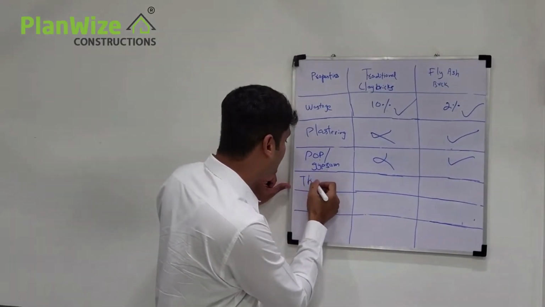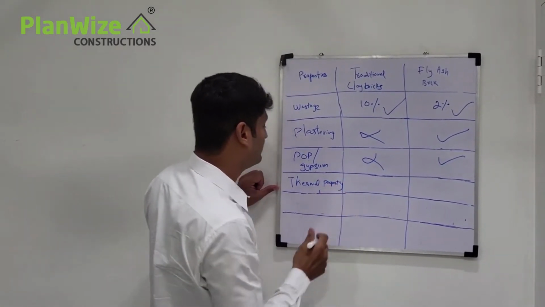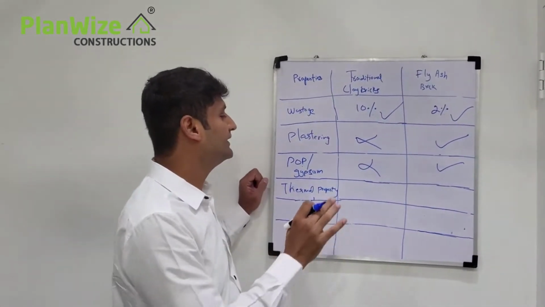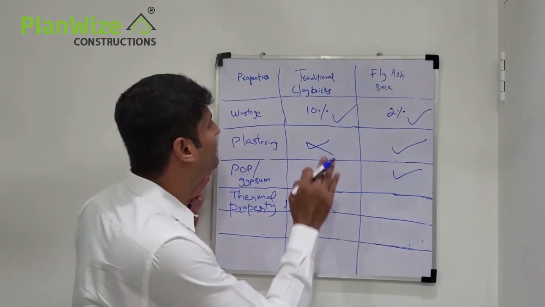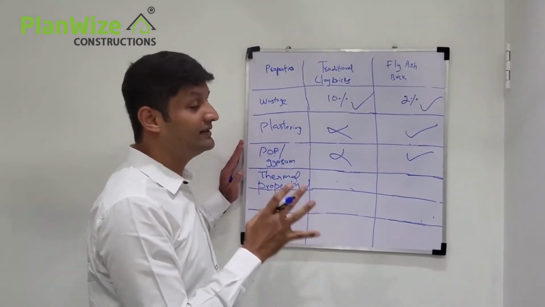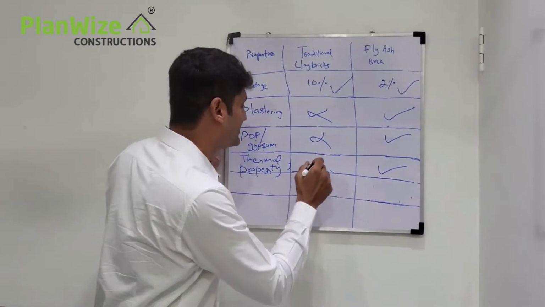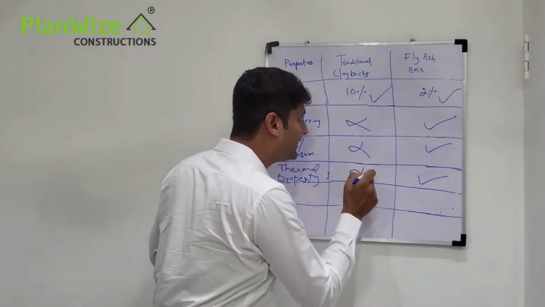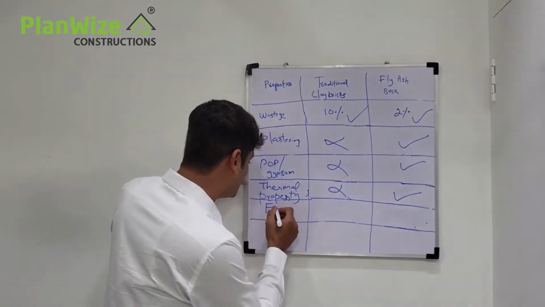Okay, now let me go on to the next point, which is the thermal property. So when we talk about thermal property, again the fly ash brick is comparatively very cooler compared to the traditional clay bricks. When compared to a traditional clay brick, the fly ash brick absorbs less heat, which means the building is cooler in summer and it is more suitable for Indian climates. So as far as the thermal property is concerned, a traditional clay brick absorbs more heat, whereas a fly ash brick absorbs less heat.